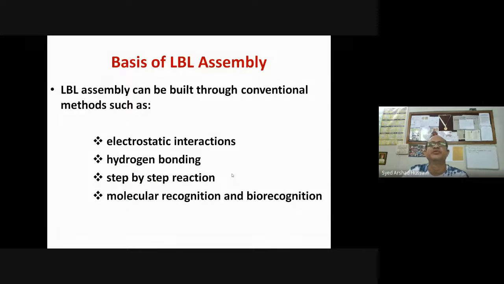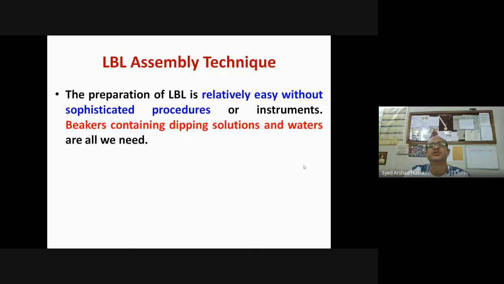So the basis of the LBL technique is that it's mainly based on alternative interaction between charged materials, that is, electrostatic interactions play a major role. Other than this, there are some other interactions like hydrogen bonding, maybe some step-by-step interactions between the materials, and of course molecular recognition and biorecognition also play an important role during this LBL self-assembly formation.